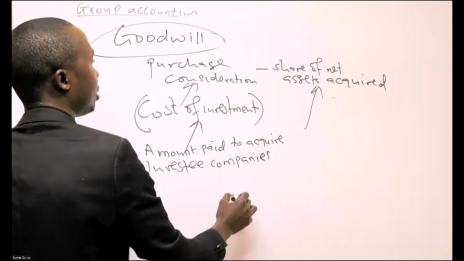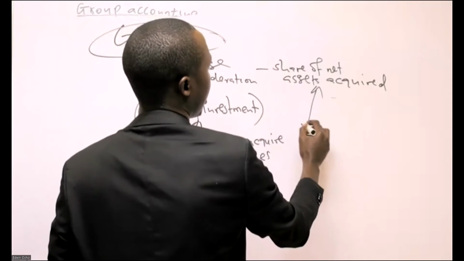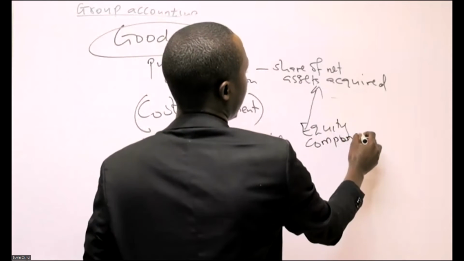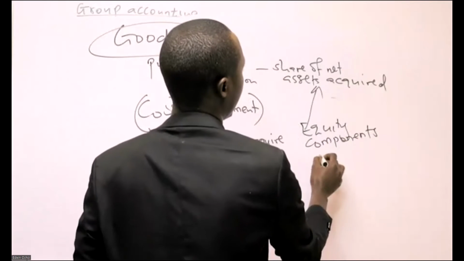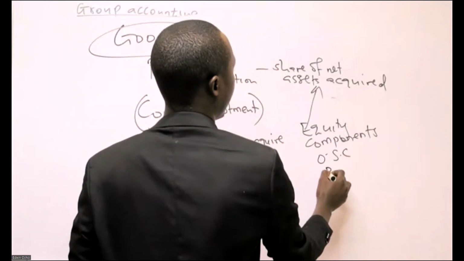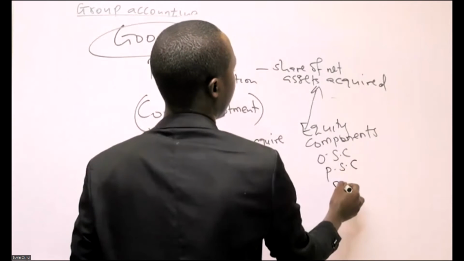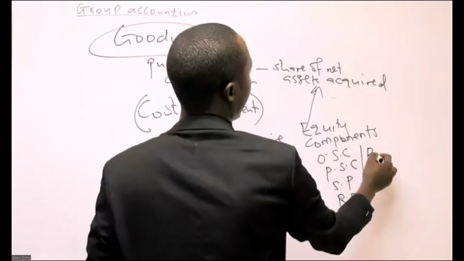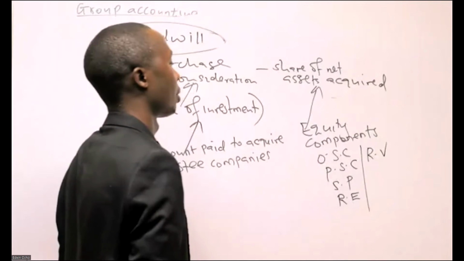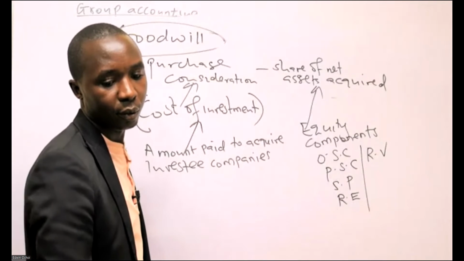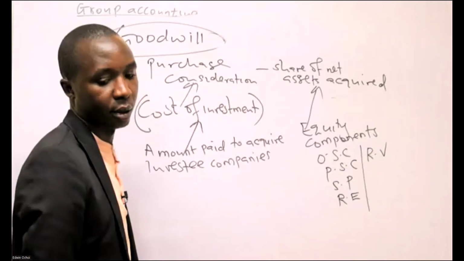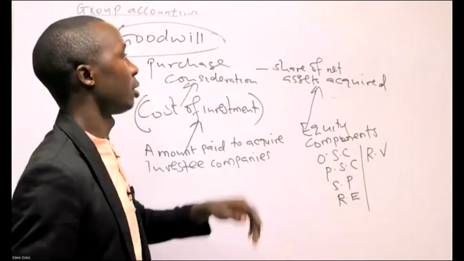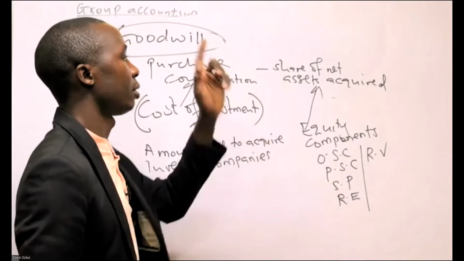So what about the net assets? These are the equity components. You know them: ordinary share capital, preference share capital, share premium, retained earnings, revaluation. So that is it: purchase consideration minus the share of net assets acquired in the investee company.